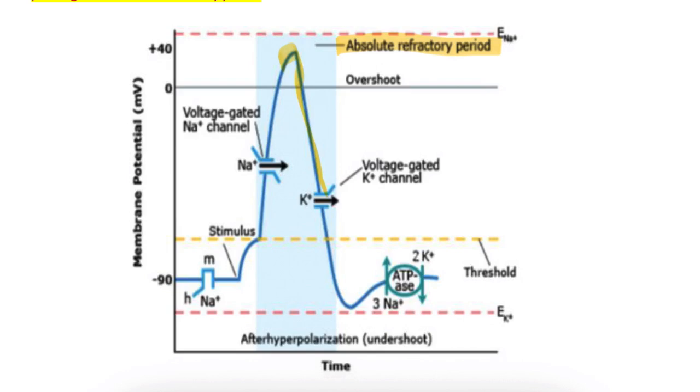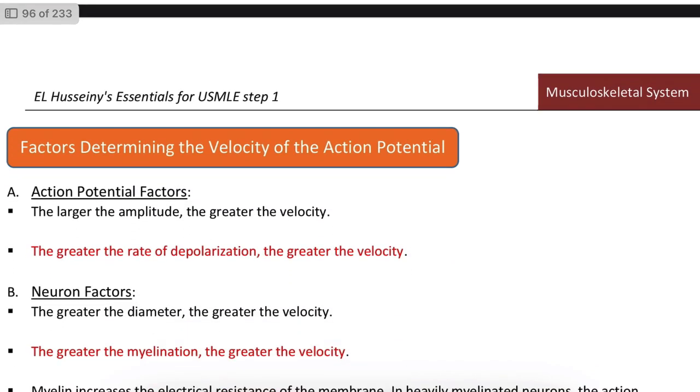After that, hyperpolarization, also called undershoot. It occurs after repolarization due to slow closure of potassium channels, and the membrane potential becomes more negative, minus 70 millivolts to minus 85 millivolts. Clinically important, this is part of the relative refractory period, where a stronger stimulus can initiate another action potential.